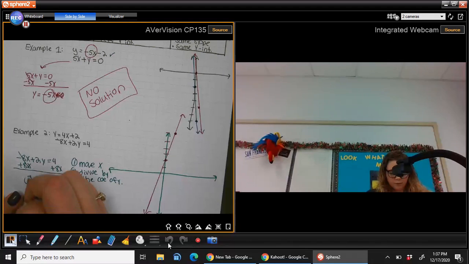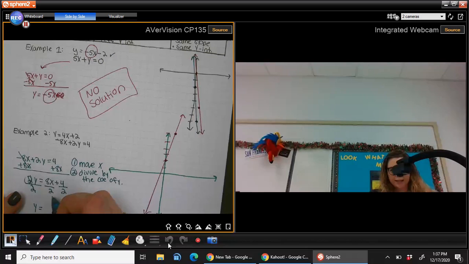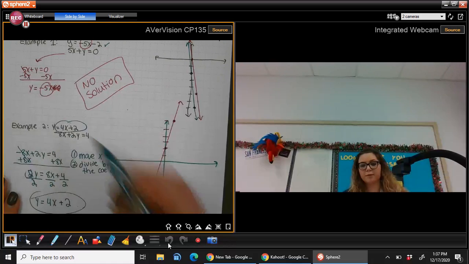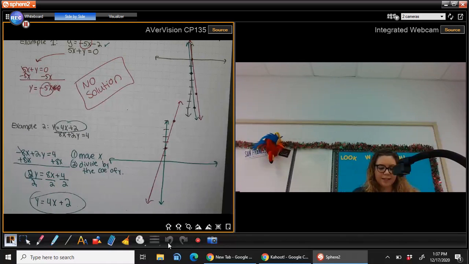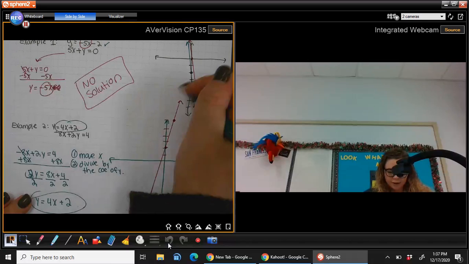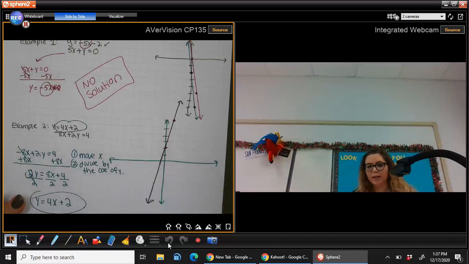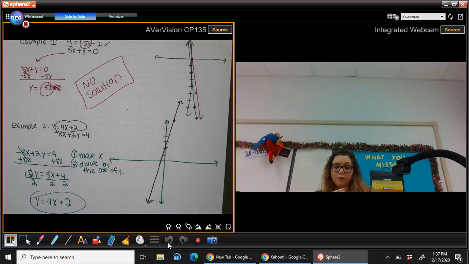8x divided by 2 is going to be 4x, plus 4 divided by 2 is 2. But wait a minute. Is this the same as this? Yes, it is the exact same line. So this time, there's not one single point that they intersect. It lays on top of each other. That means any of those points that you choose on that line is going to satisfy both of these equations, which happen to be the same line.